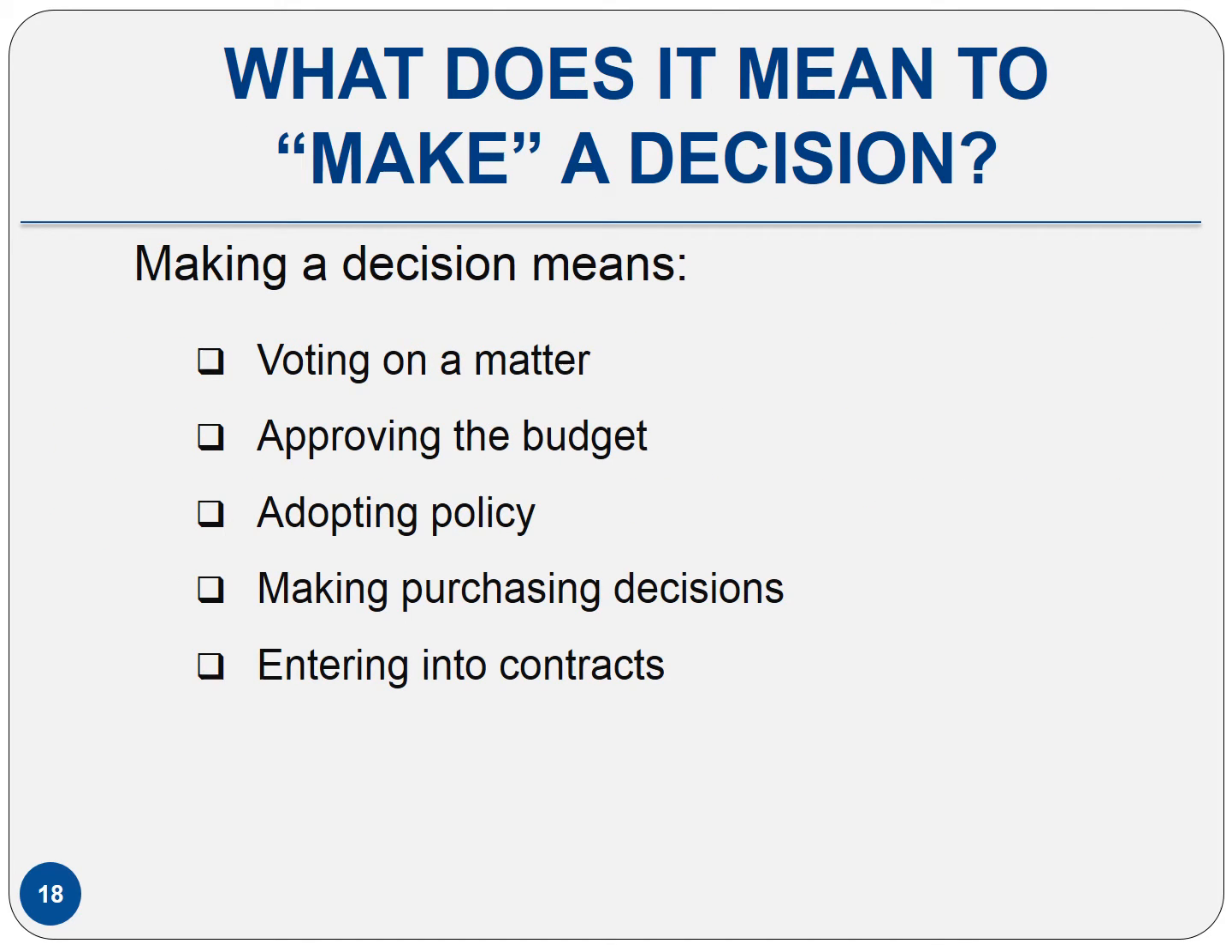Making a decision means voting on a matter, approving the budget, adopting policy, making purchasing decisions, entering into contracts. Typically, board members, the head of the agency, and top-level managers are making decisions such as these. It is easy to determine if these types of positions should be listed in the code. Generally, these positions will be assigned the highest level of disclosure.